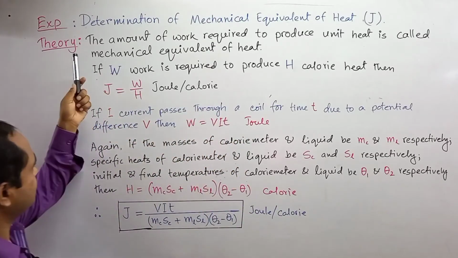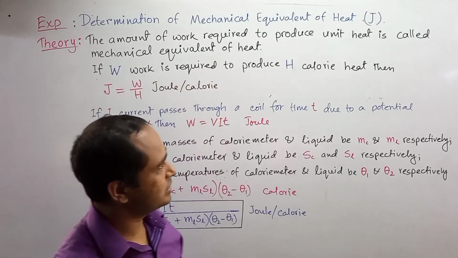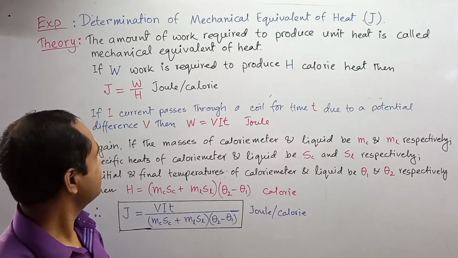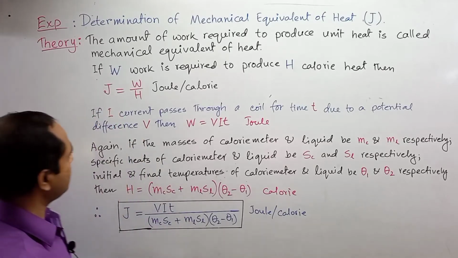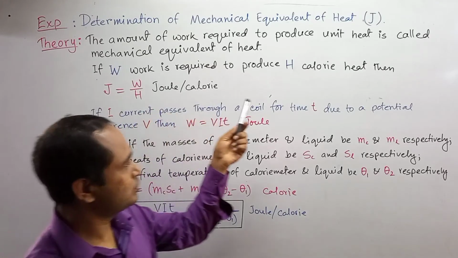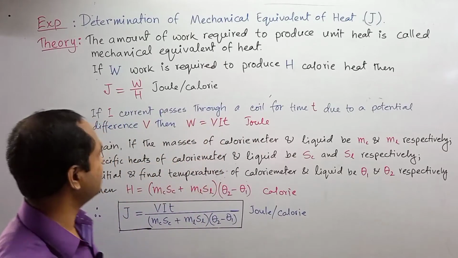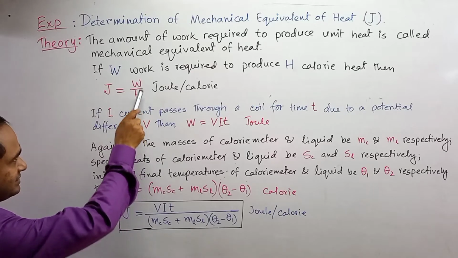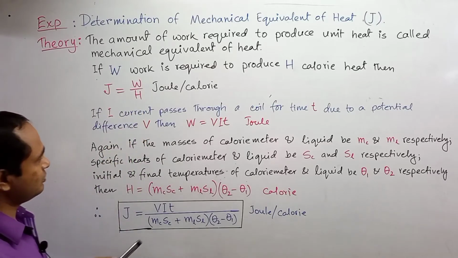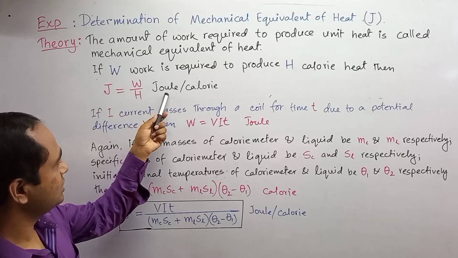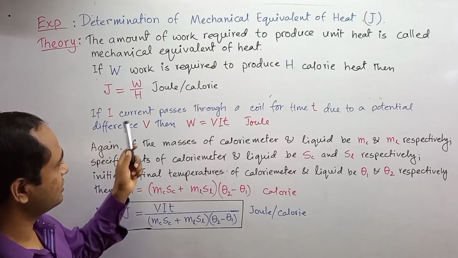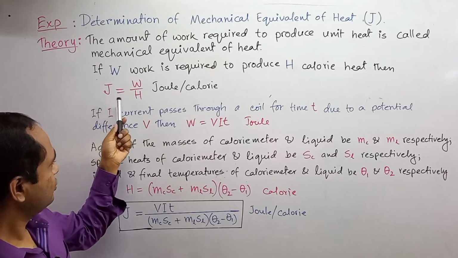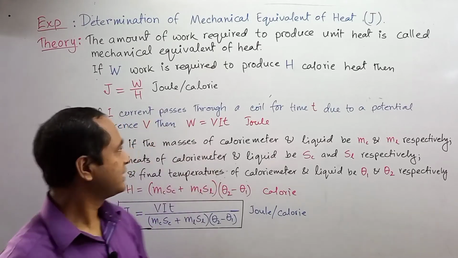In the theory, they said that the amount of work required to produce unit heat is called the mechanical equivalent of heat, right? If W amount of work is required to produce H calorie of heat, then the mechanical equivalent of heat can be expressed as J is equal to W by H. Here W is the amount of work, expressed in joule, and H is the produced heat, expressed in calorie. So the unit of mechanical equivalent of heat will be joule per calorie.